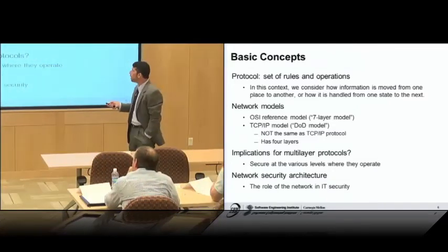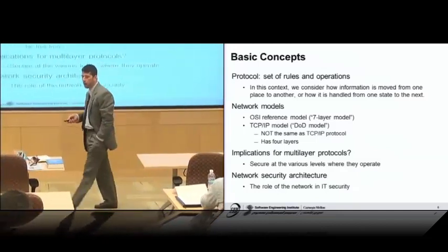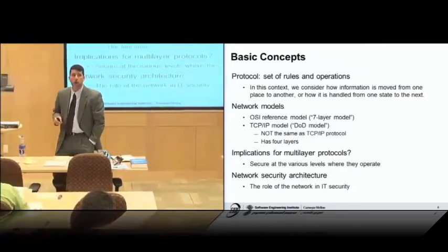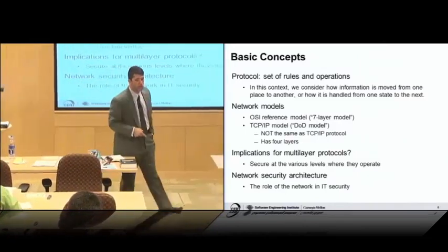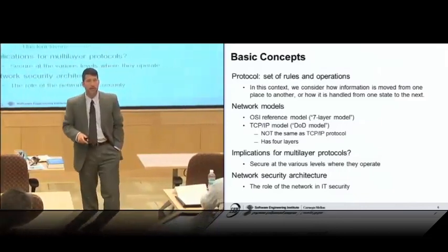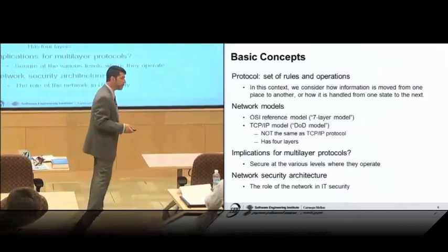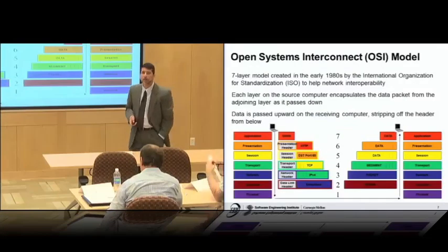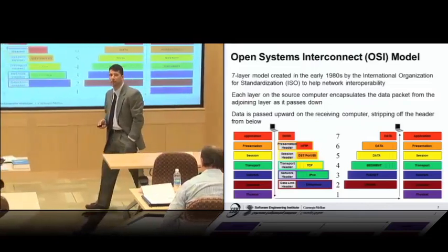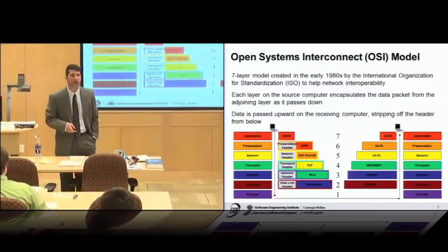Good. What are the implications for multi-layer protocols, protocols that go across different layers in one of these models? Obviously, you got to secure each one of those levels when you're moving that data. And that makes things tricky, very, very tricky. And we're going to talk a lot about network security architecture. Here is a beautiful depiction of the OSI 7-layer model.